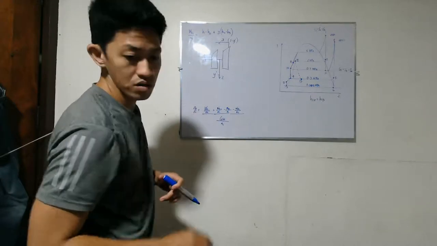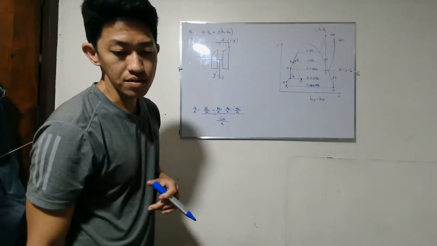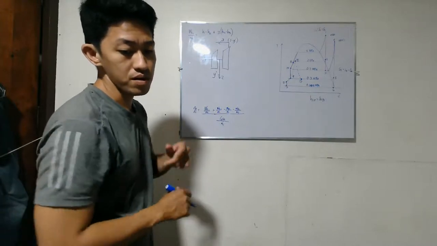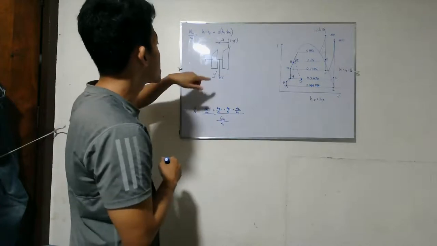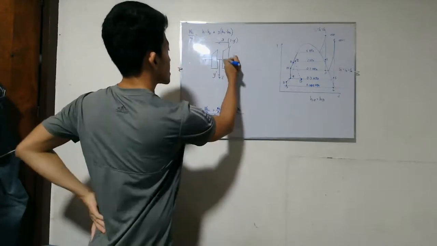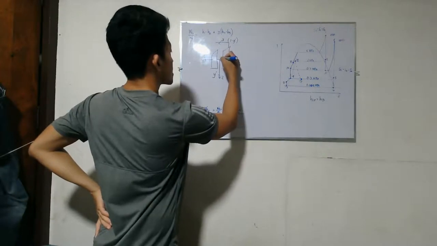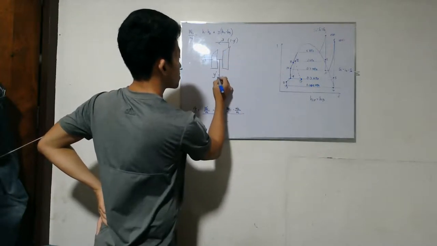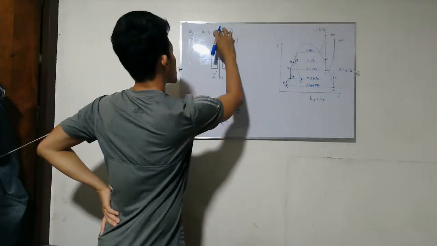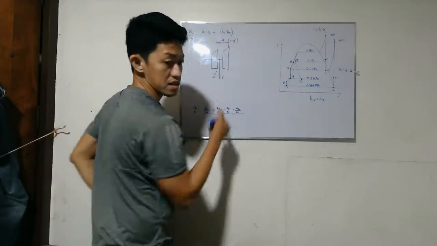So, the work is just h1 minus h2, and then for this, of course, y prime naman ni, no? So for this, we take 1 minus y prime, which is what you expanded, right?